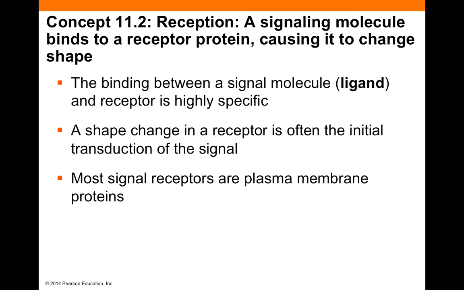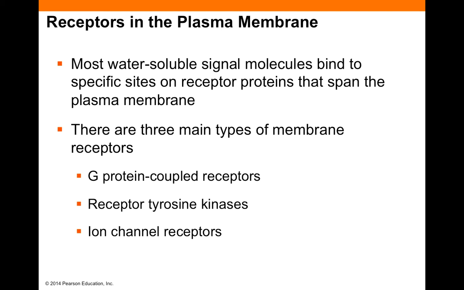There needs to be a perfect fit in order for anything to happen. There are two categories of receptors: receptors embedded in the plasma membrane and receptors that are found inside the cell. Most signal receptors are plasma membrane proteins. Plasma membrane receptors are integral proteins that span the cell membrane. The ligands they're associated with are referred to as water-soluble, meaning that these signal molecules cannot pass through the plasma membrane, so they need to meet their receptor on the cell surface.